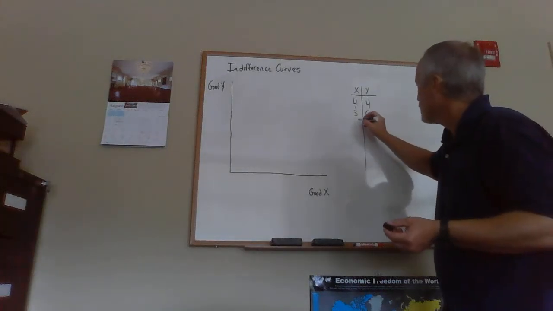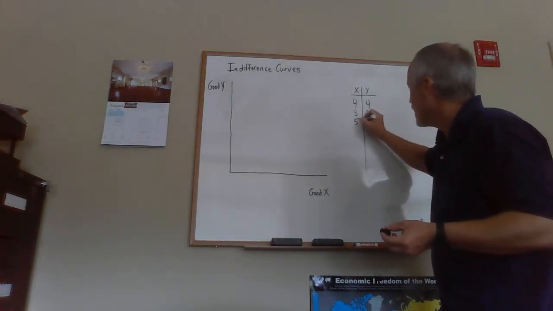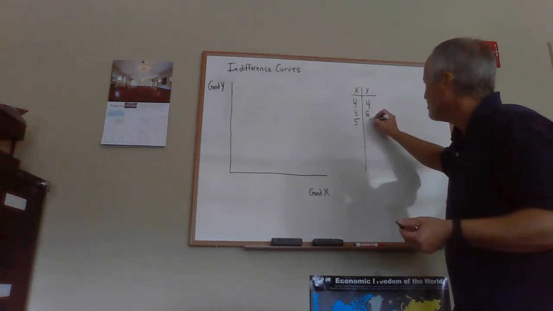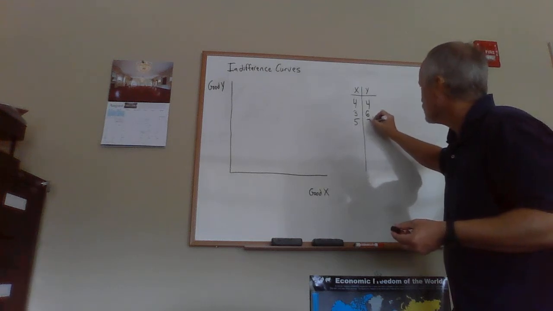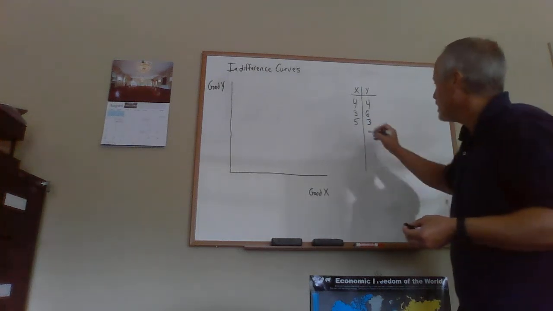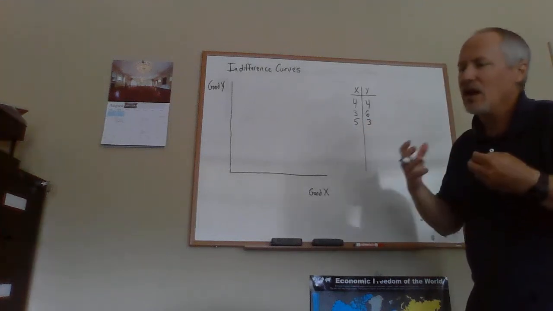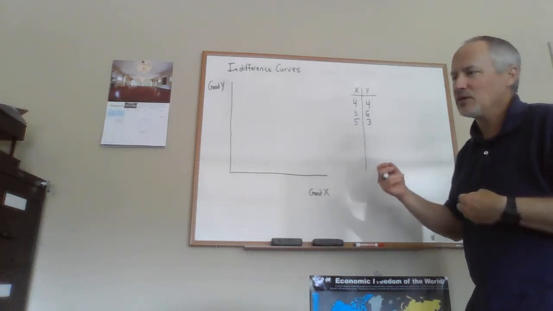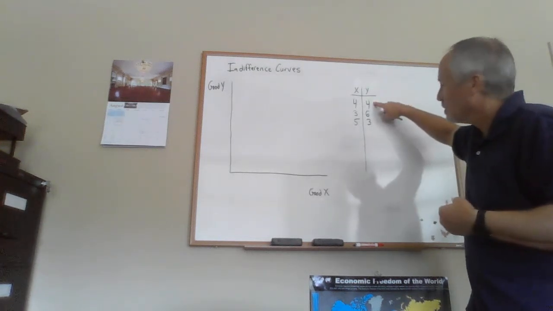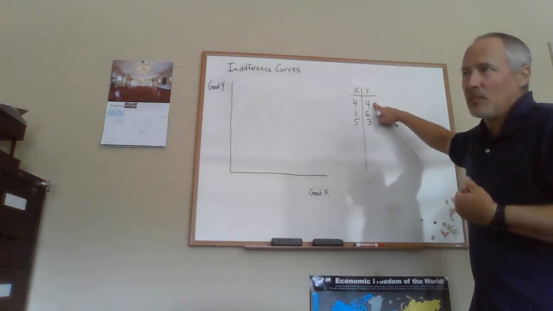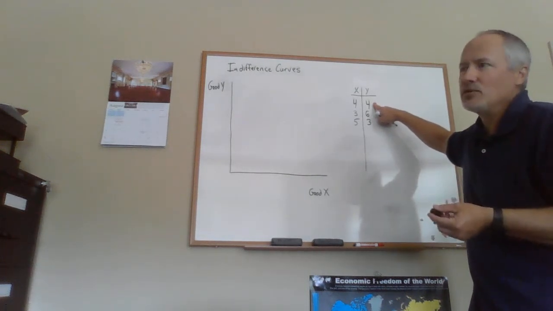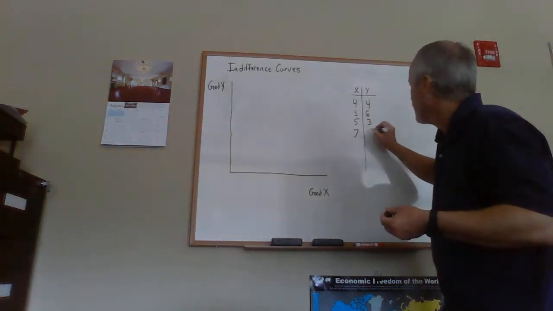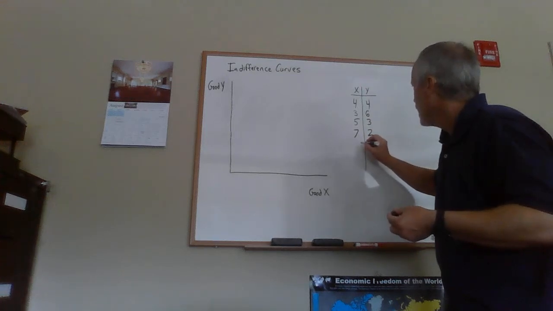Alternatively, you might say, well, what if we gave you 5 units of X? How many units of Y might you need? Maybe they'd come back and say they'd only need 3 units of Y. And so forth down here. The way you could think about doing this is through an experiment or the mental gymnastics of giving a person one bundle to start and then asking them, tell me other bundles that you would find equivalent to this first bundle.